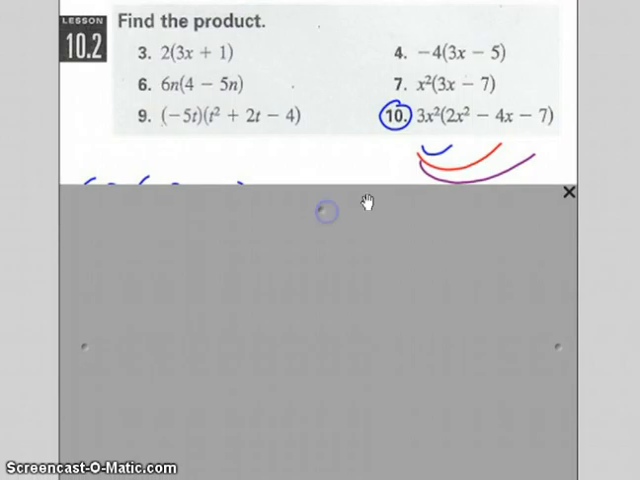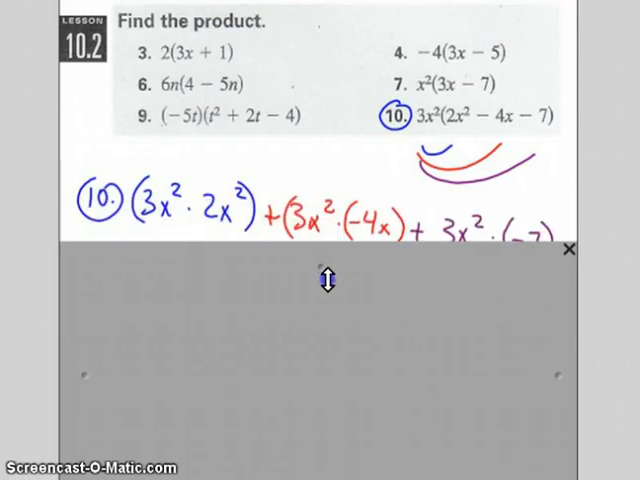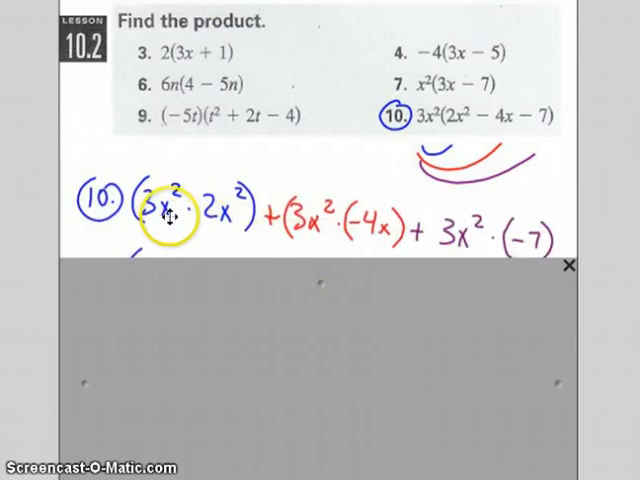So I'm going to do the blue, then the red, then the purple. The blue is 3x squared times 2x squared. The red's going to be 3x squared times minus 4x. And the purple's going to be 3x squared times minus 7. And there they are, all written out. 3x squared times 2x squared. 3x squared times negative 4x. 3x squared times negative 7, just like I said up here.